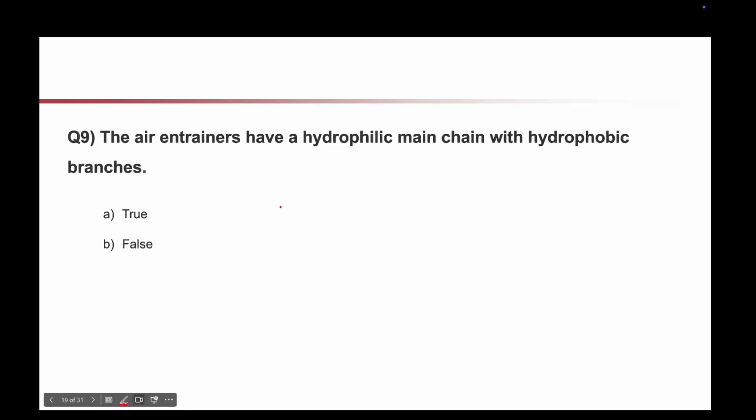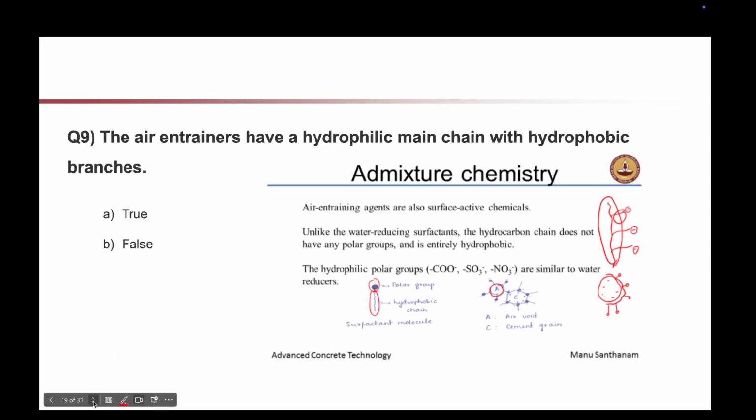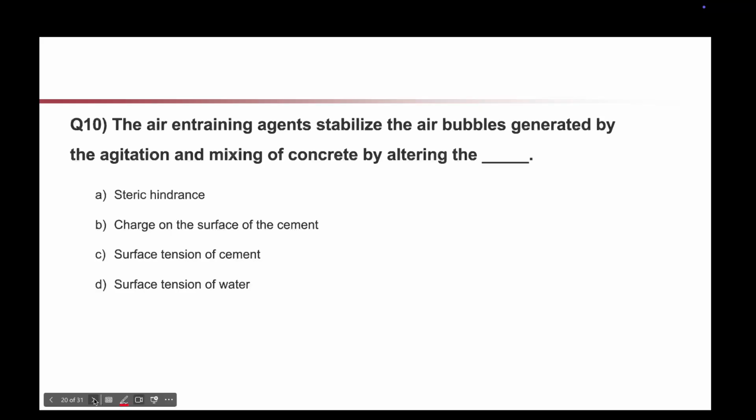The air entrainers have a hydrophilic main chain with hydrophobic branches. True or false? True. It's false. Actually, it's completely opposite. Your chain is hydrophilic and your polar group is hydrophobic. Your main chain is hydrophobic. Okay. The air entraining agents stabilize the air bubbles. Just give me 1 minute.